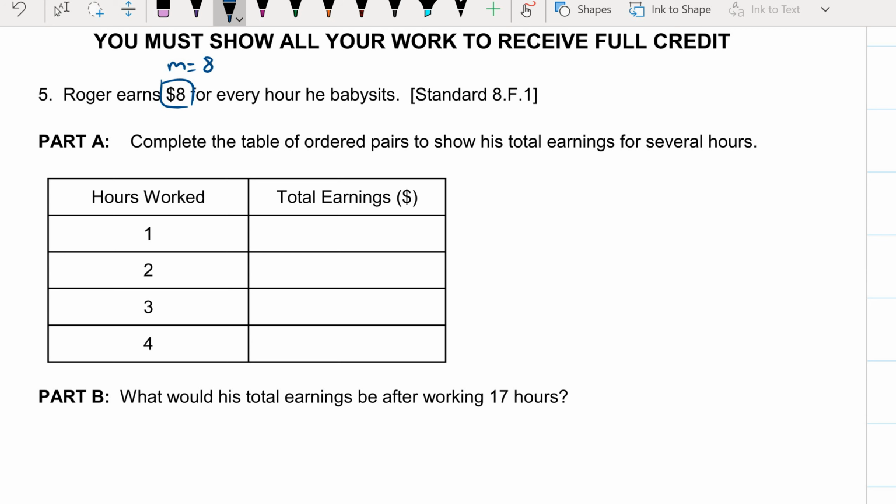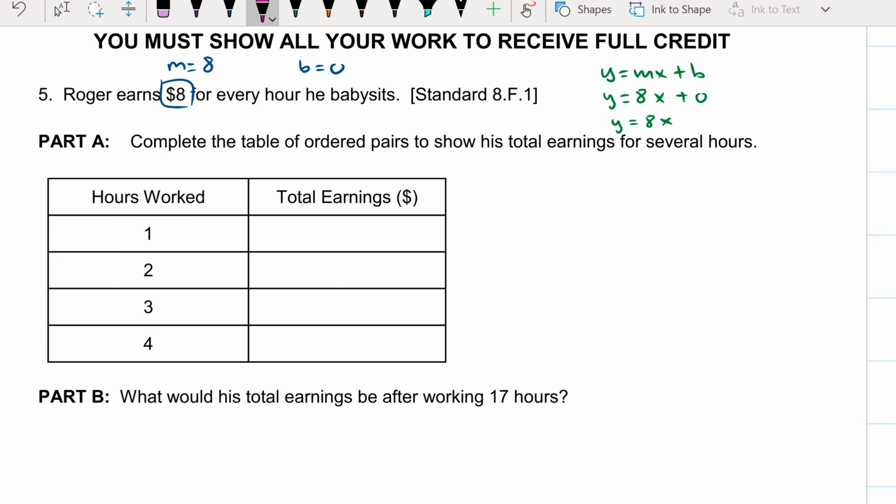And they didn't say anything about his flat rate, his base fee, the fee that people pay him even when not working any hours. So we assume that if he doesn't work, he's going to get $0, and for every hour he gets paid $8. So b is going to be 0. y equal to mx plus b, so y equal to 8x plus 0, or basically y equal to 8x.